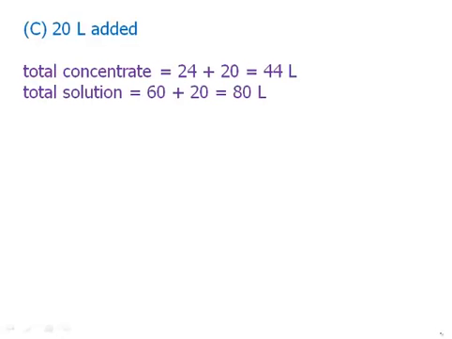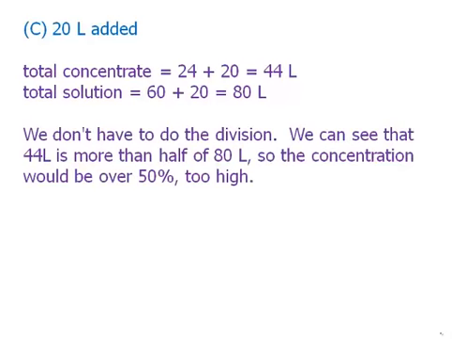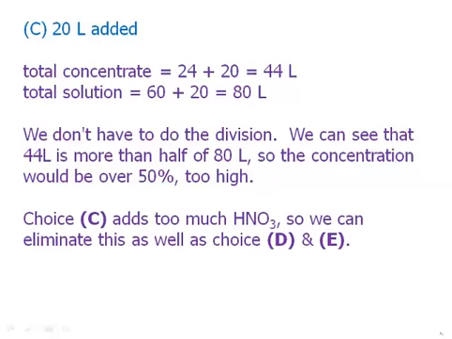And so we want to know, do we have the right concentration? Well, we don't have to do the division. We can see that 44 is more than half of 80. So we don't even need to know the exact number. All we need to know is the concentration would be over 50%. So this is too high. We've added too much acid. So right away, we can eliminate C, D, and E. All of those add too much acid. So now we have to pick either A or B.